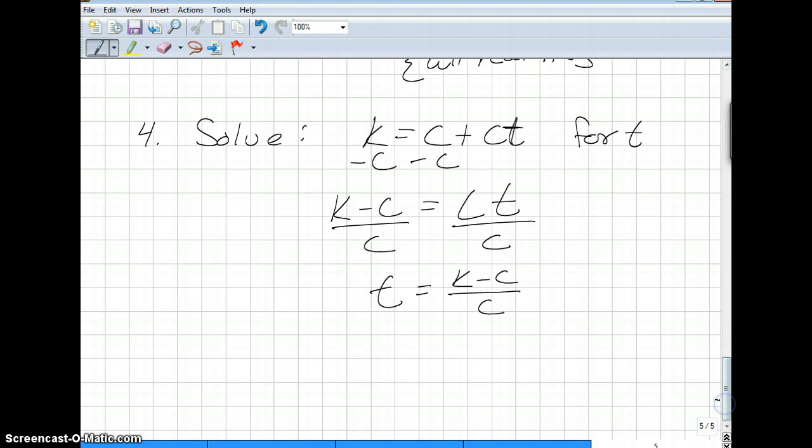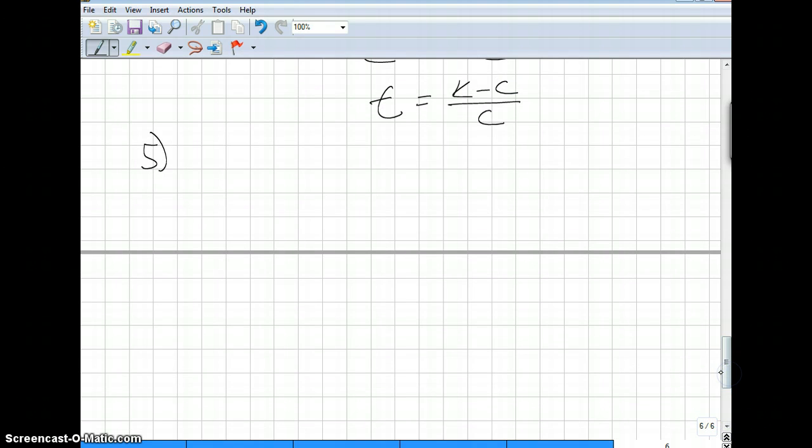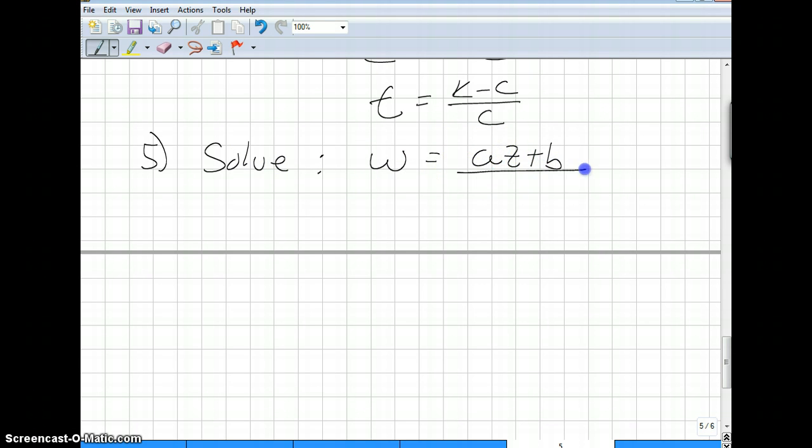Okay? And last example, a slightly more difficult example for a literal equation. Let me get some more room here. Okay, so I want to solve W equals AZ plus B divided by CZ plus D. I want to solve it for Z. So in other words, my goal is to get Z all by itself on one side.